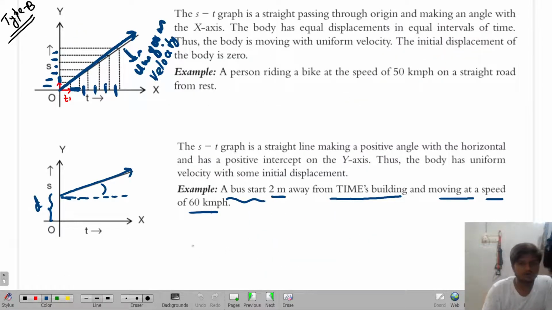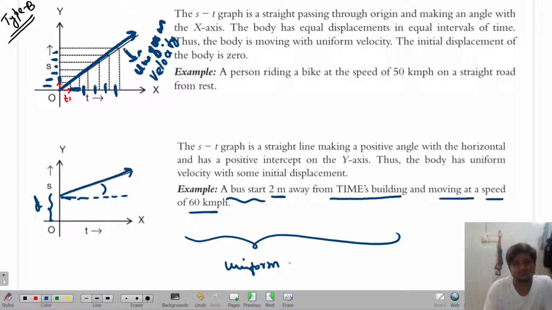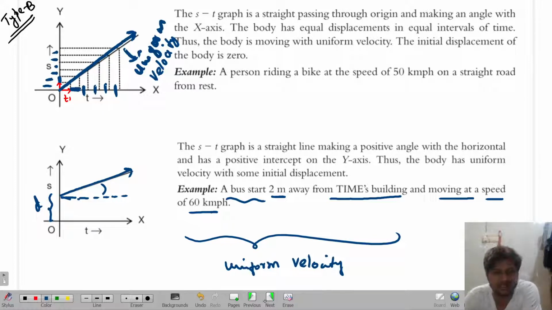So these two cases are of uniform velocity. Now one of the most important things is that here the initial displacement was 0. Here some displacement was initially present. Okay, now next case.